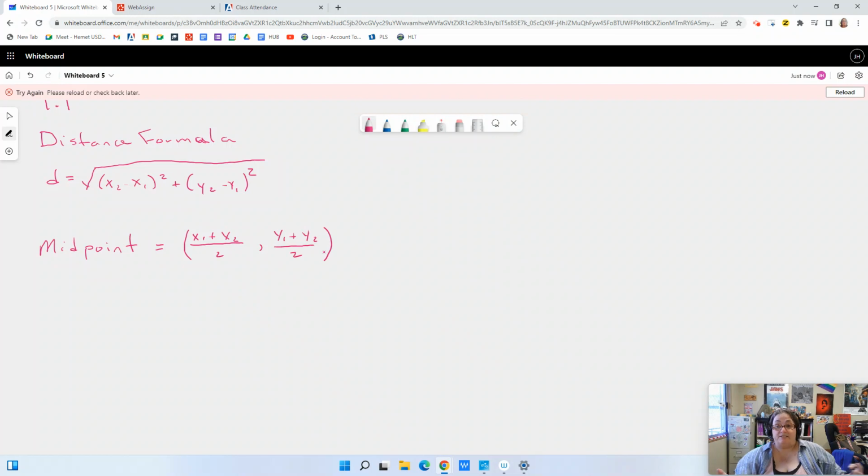So any 2 points that I have, if I want to find dead center of those 2 points, I just add up the two x values and divide them by 2. And then I add up the two y values and divide those by 2, and I have both coordinates for that midpoint of that line.